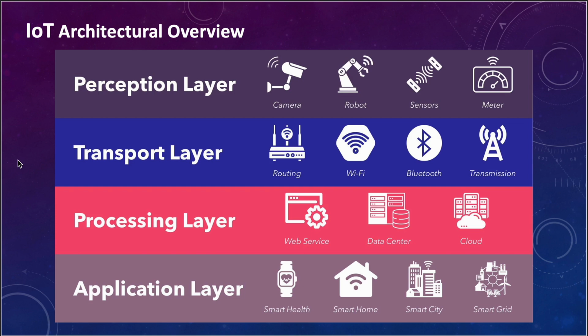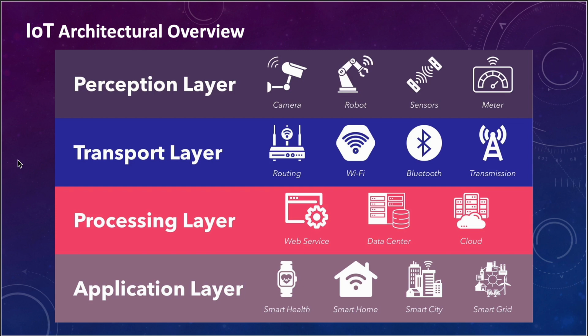So IoT applications or IoT systems have four main parts in their architecture, or we can say it has four main layers in their architecture. Layer 1, perception layer. Layer 2, transport layer. Layer 3, processing layer. Layer 4, application layer.